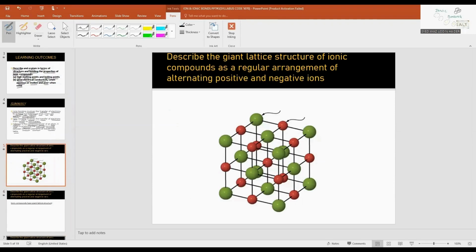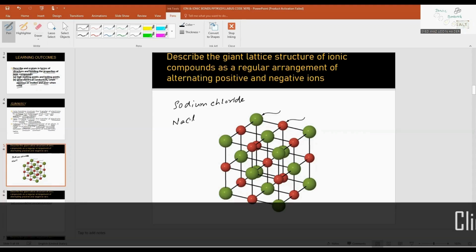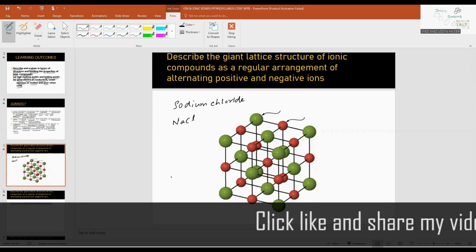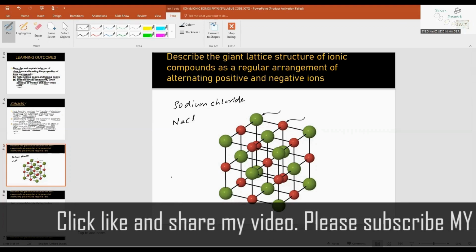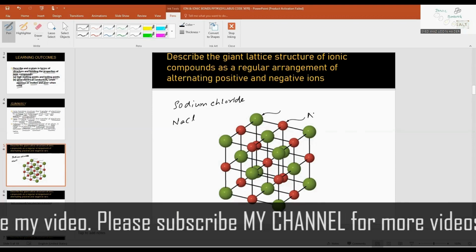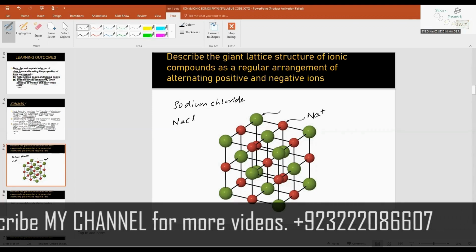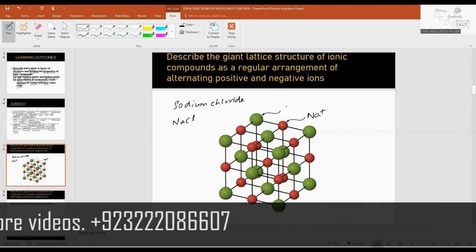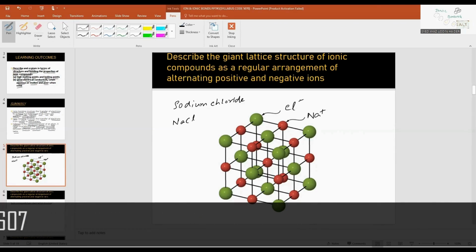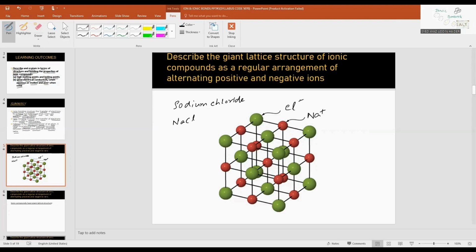This is the structure of an ionic compound like sodium chloride. Here's the formula of sodium chloride. Small red balls represent sodium ions. These are Na+ ions, and the large green balls represent chloride ions.